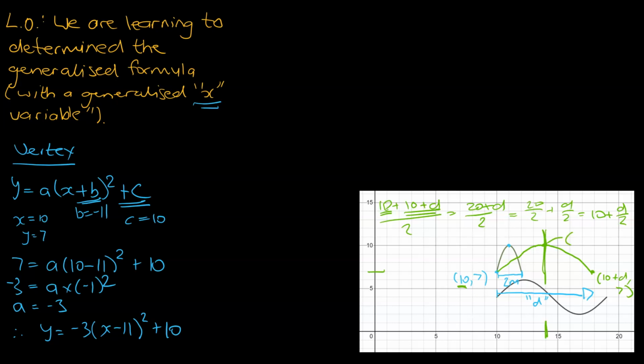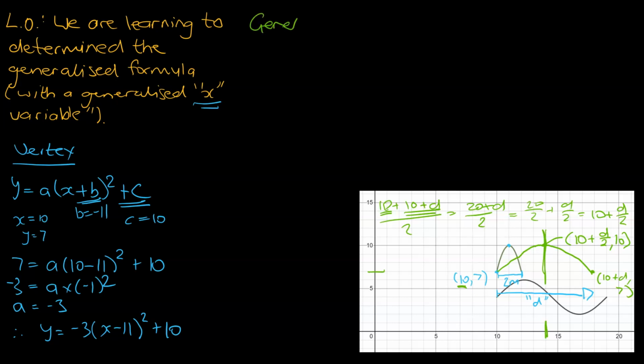So that means that point there has an x value of 10 plus half the distance. And the y value, that's still the maximum there, so that hasn't changed. That there is 10. Okay, and that then is enough information. So we've got a vertex coordinate, even though it's in generalized form. We can actually go ahead and calculate what the final formula or generalized formula would be.